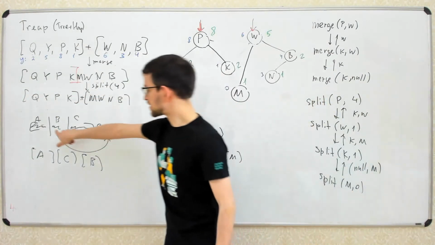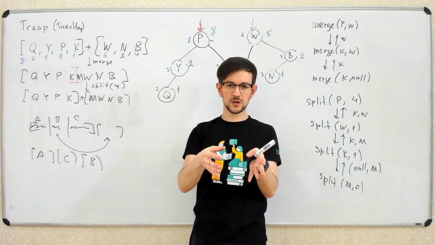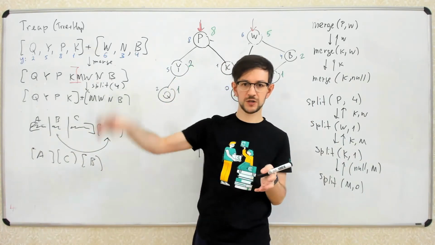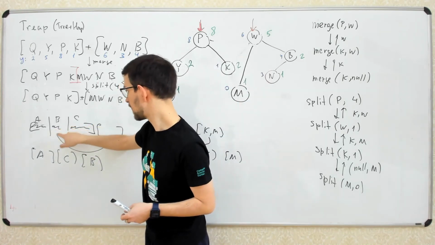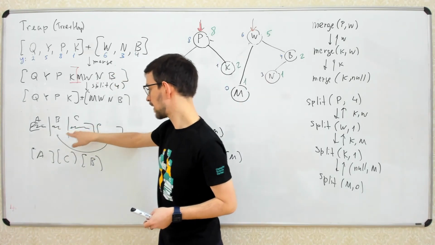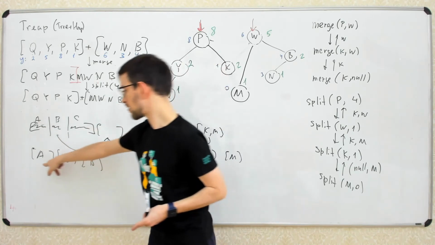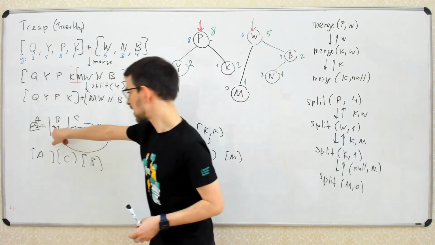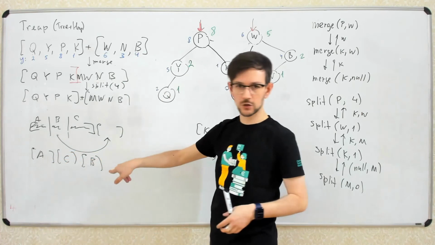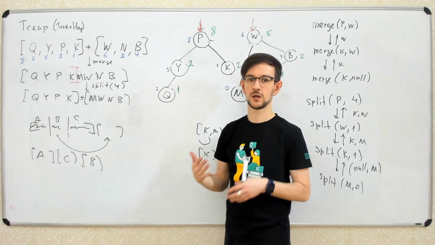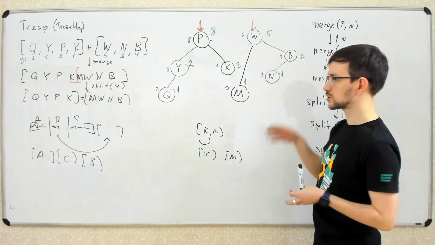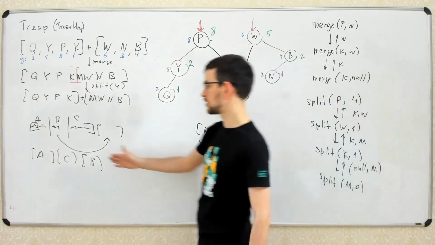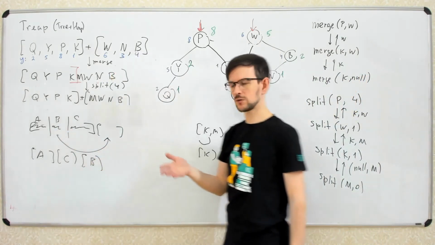So you can cut some segment of your elements and merge it in the end of the same array. So take it from here, merge this A and C, and merge the result with B. So this segment will be moved to the end of your array. And you can do all these operations in log n time. So each of these operations works in log n time. So you make these two splits plus two merges.